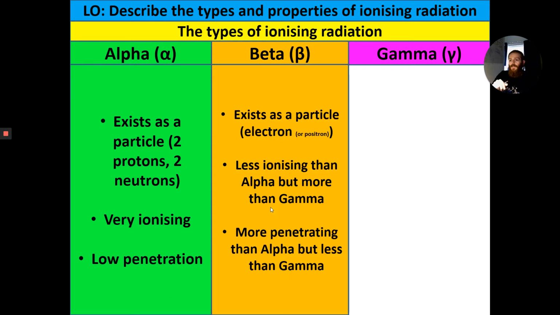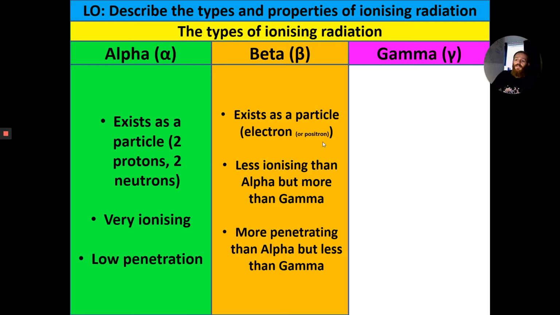Okay, the next one is beta radiation. So this exists as a particle as well. It's usually an electron. I have put this in here though, positron, in case anyone decides they want to do A-level physics, you'll come across positrons then. But a positron is essentially identical to an electron, but it's not got a negative charge. I'm not going to go into any more detail about that because it could cause some confusion.